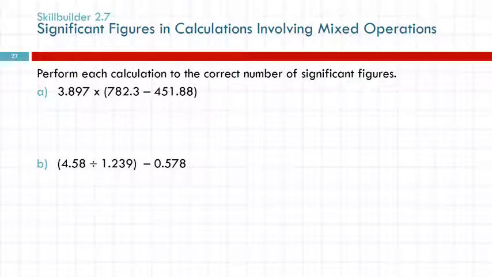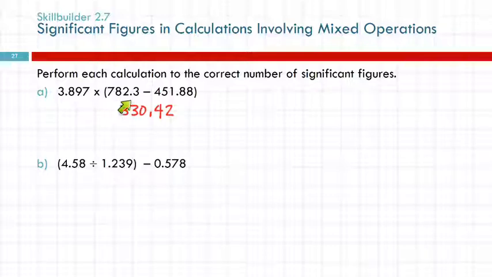examples. So here we have an example where we have multiplication and we have subtraction. So we're going to do the part in the parentheses first. So I've got 782.3 minus 451.88. And it's helpful to write that value down. So that's 330.42, the result of the subtraction. And here's where using the underlining technique to identify the last sig fig, the first uncertain digit, is helpful.